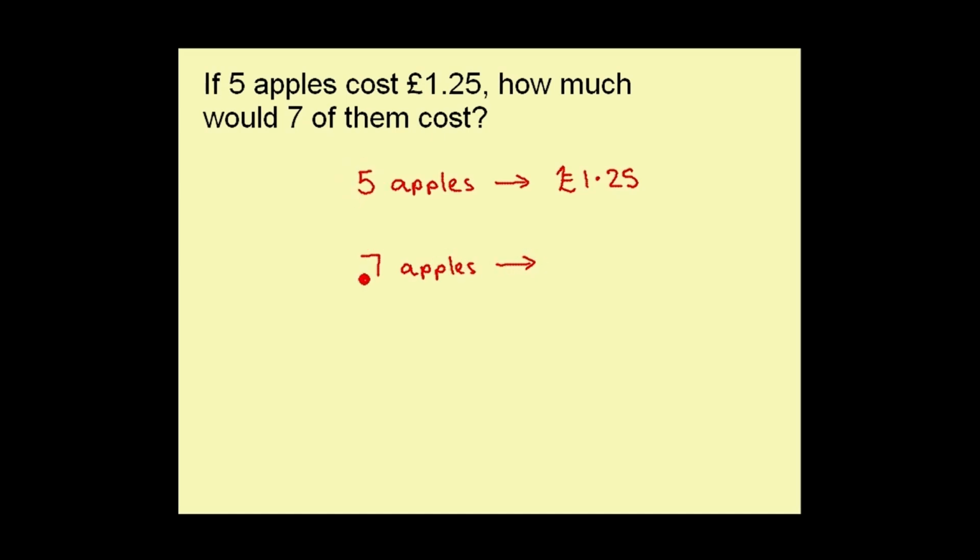There's no nice link between 5 and 7, so first of all, I work out the cost of 1 apple. And I do that by dividing by 5. So I can type this into my calculator and divide it by 5. I get 25 pence. So each apple is 25p, and I want to know the cost of 7 apples.